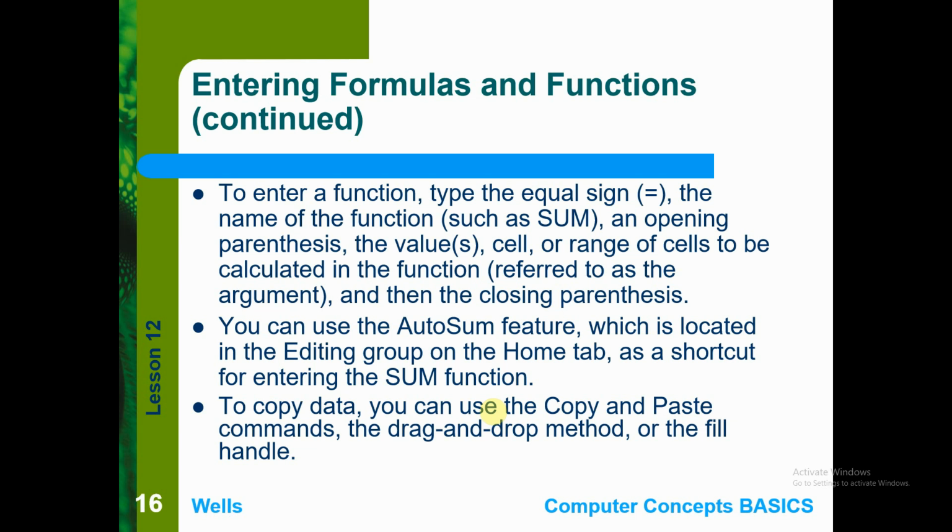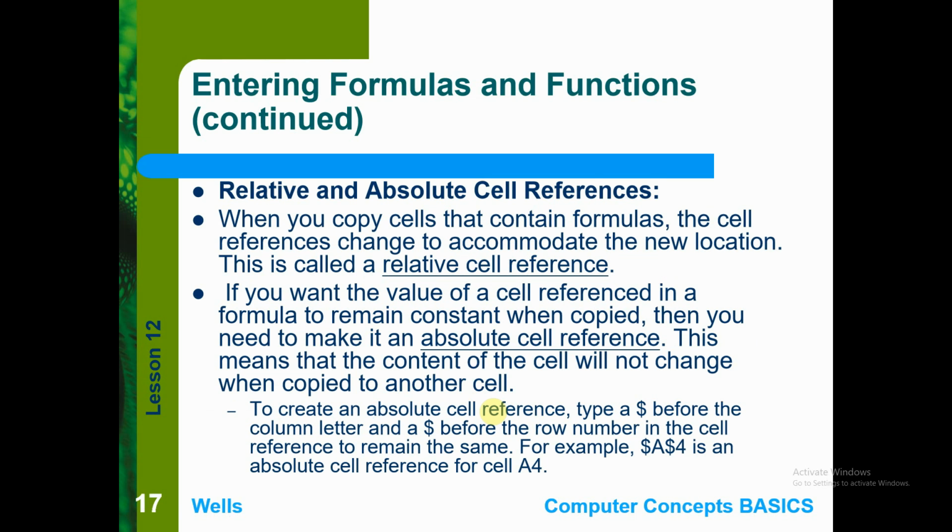Once you select a group of cells, click the AutoSum to perform the sum function right below the next cell after the lowest cell in the range. So that is your shortcut for the sum function. And if you want to copy data, you can use the copy and paste commands, the drag and drop method, or the fill handle.